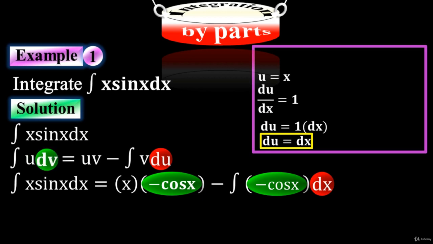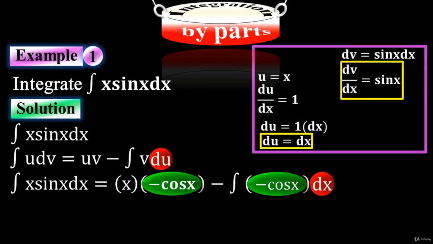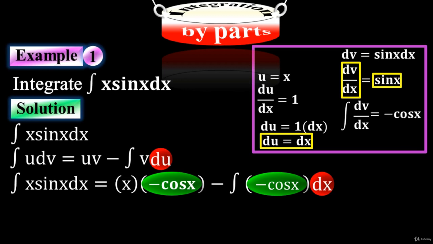Now take the second term, dv equals sine x, which is dv over dx equals sine x. We just took dx under the dv. Now take integration on both sides of this equation. Integration of the left hand side is integral of dv. Integration of sine x equals minus cos x.